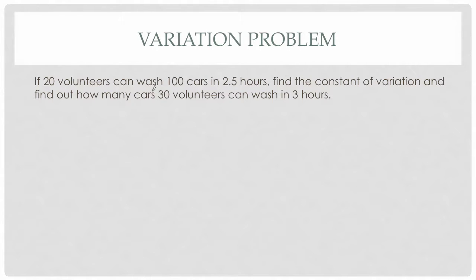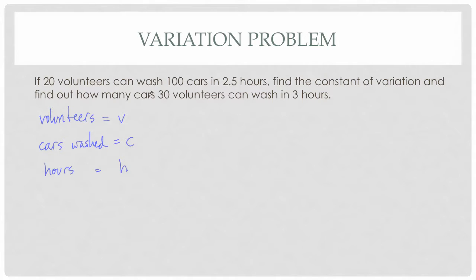Well, we have volunteers. That seems to be changing, so we need a variable for volunteers. We have number of cars washed. That's changing because we went from 100 cars. Now we're trying to find out how many other cars. So let's do C for cars. And we also have hours, right? That seems to be changing. So hours, let's let H. So we got 3 variables, V, C, and H, that are changing in this problem.